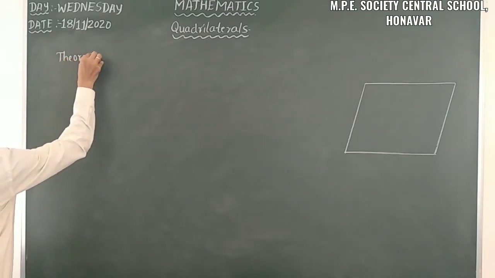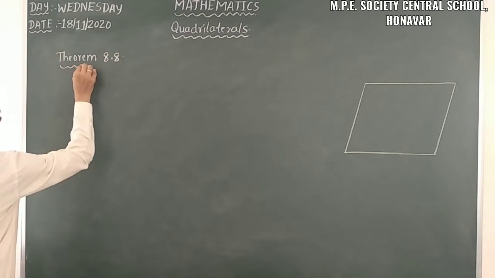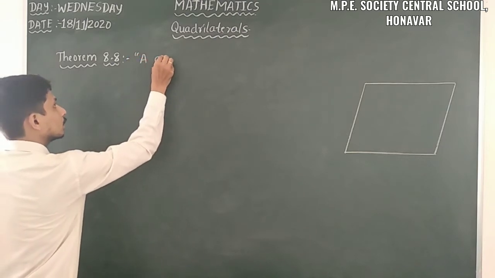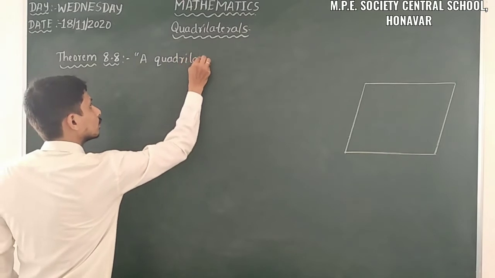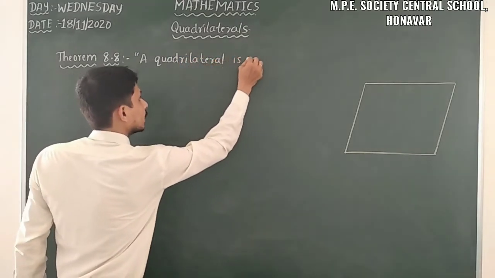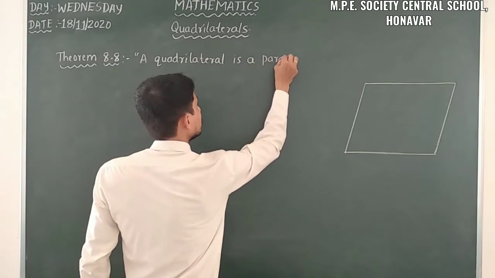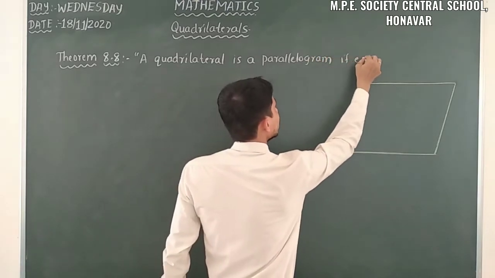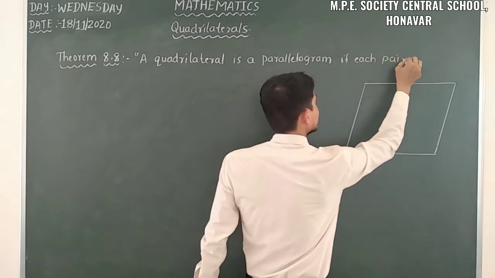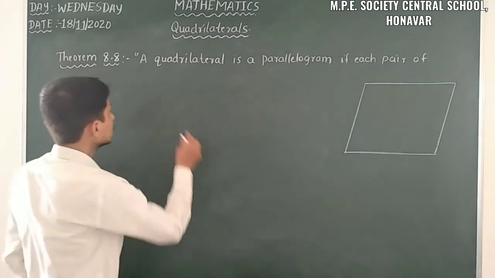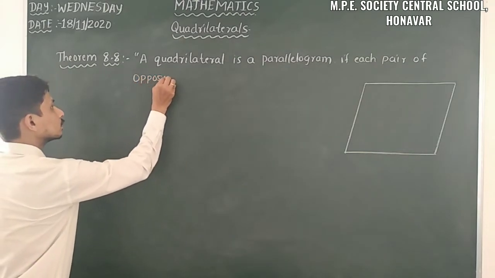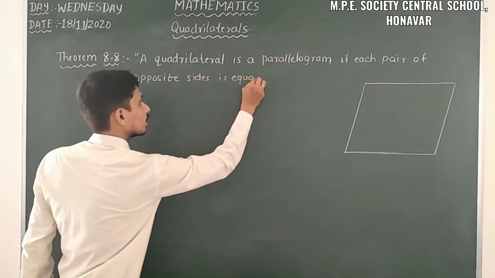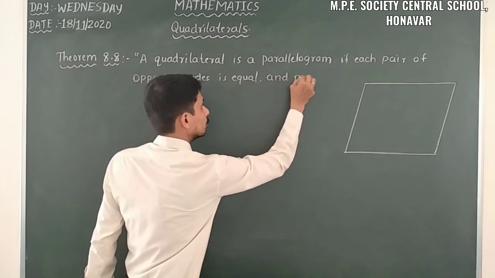Theorem 8.8. A quadrilateral is a parallelogram if each pair of opposite sides is equal and parallel.